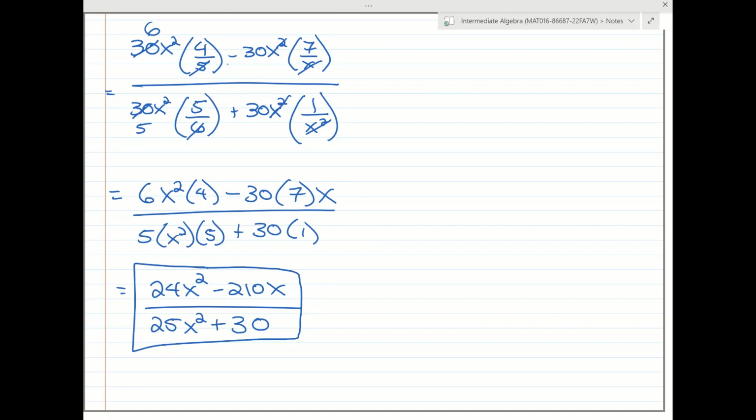We could take out a 6x on top and a 5 on the bottom, but those wouldn't cancel. So it doesn't even pay to factor.